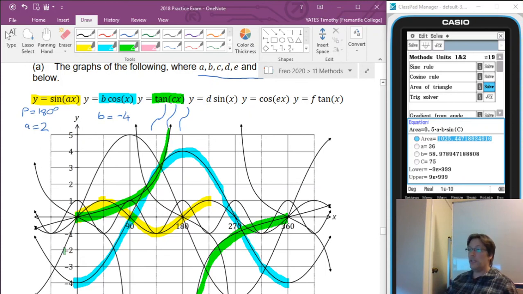Now the normal period of a tan wave is 180 degrees. This one's changed to 360. So basically it's been halved. So C is going to be 1/2 there. There we go.